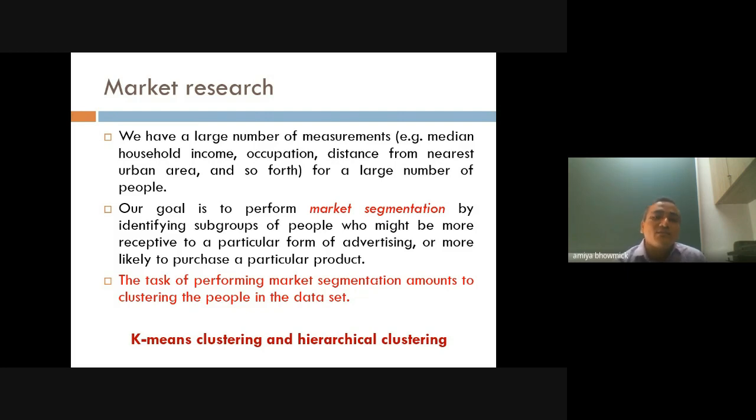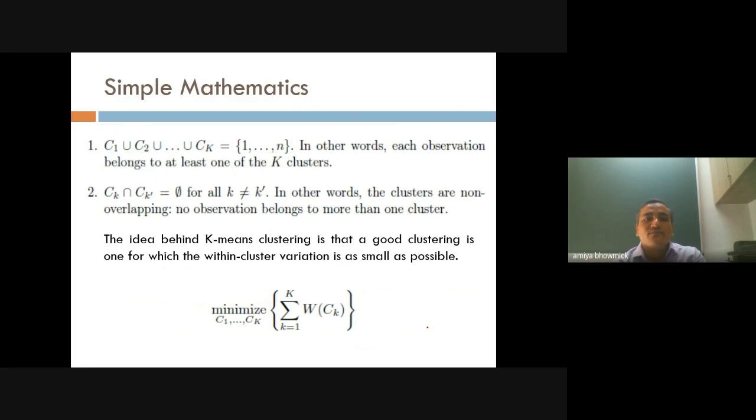For example, if in your region there is no television and you are advertising on television, that region is not going to get anything, so that region will go into one basket. Whereas in another region where more television users are there, there will be another basket. So the task of performing this market segmentation amounts to clustering the people in the data set. That's it. There are mainly two ways people do clustering. One is k-means clustering, the other is hierarchical clustering. What is actually k-means clustering?